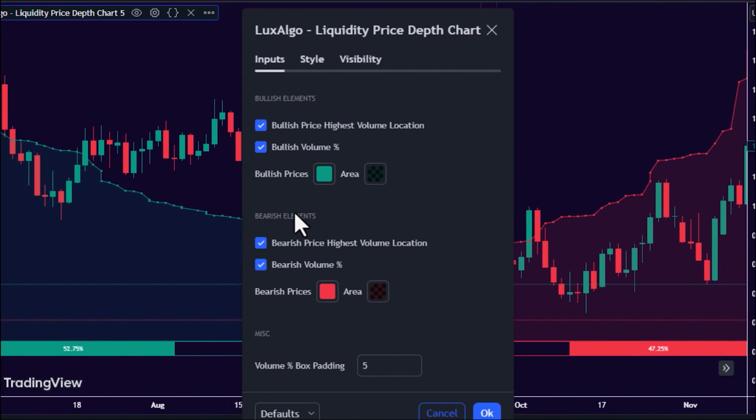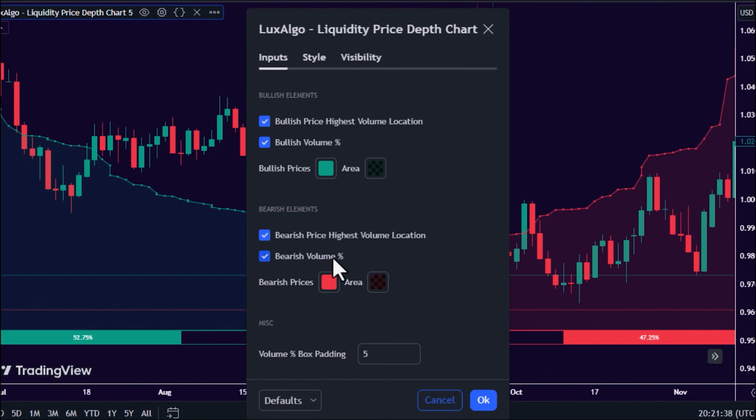Next, bearish elements. Bearish Price Highest Volume Location. This shows the location of the bearish price variation with the highest associated volume using one horizontal and one vertical line. Bearish Volume Percentage. Displays the bearish volume percentage at the bottom of the depth chart. Next is the miscellaneous. Volume Percentage Box Padding. Width of the volume percentage boxes at the bottom of the Liquidity Price Depth Chart as a percentage of the chart visible range.